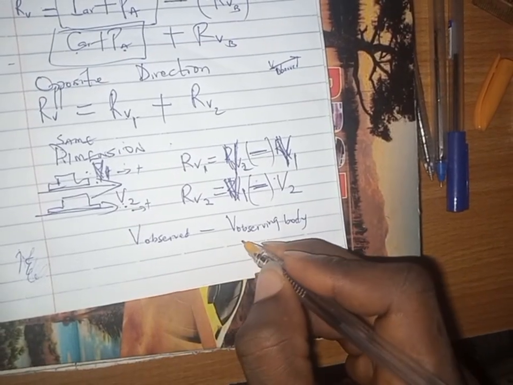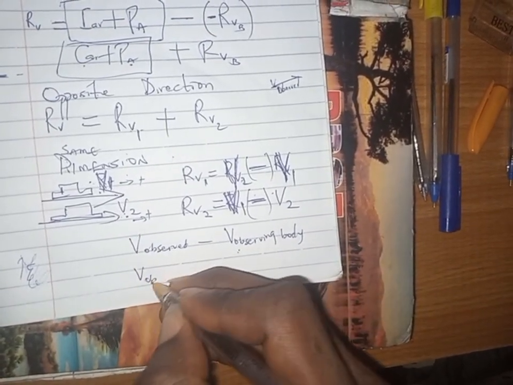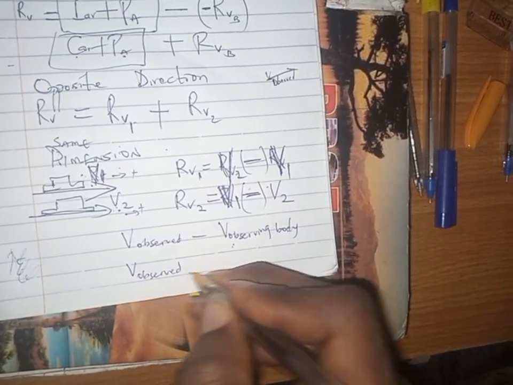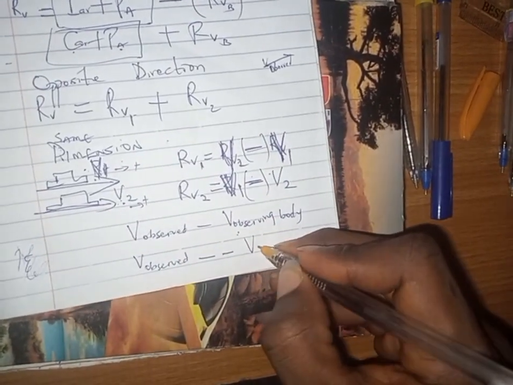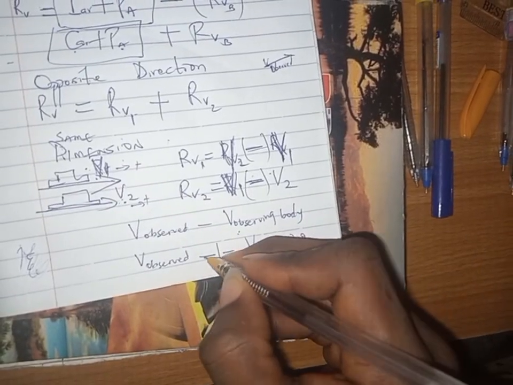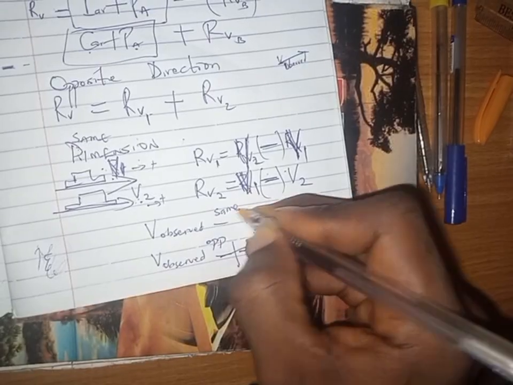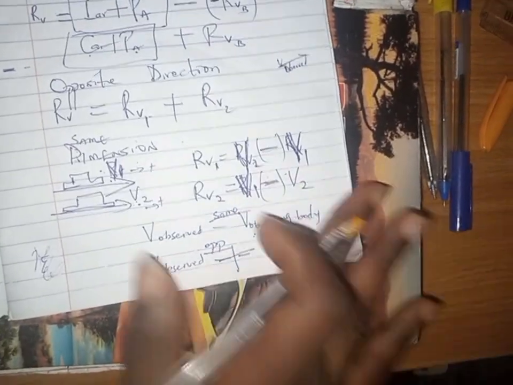So if the observing body now is moving in the opposite direction, it will now be v observed minus v observing, which will change to plus. So this is opposite direction, this is same dimension. So if I know that, let's look at when it's in two dimensions.